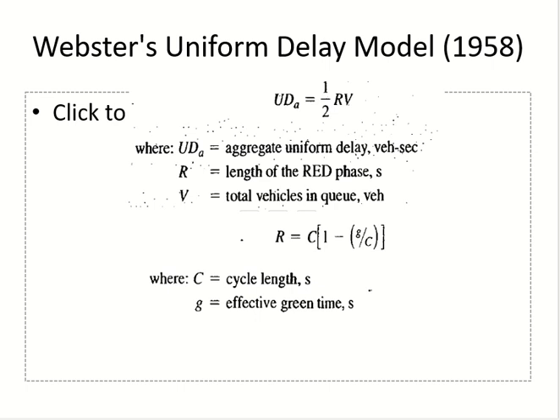Got it? What do we have in this equation? Half red time into volume of vehicles, the vehicles which are in the queue. Clear? Simple? Very simple, right? This we don't like, so we will destroy it.